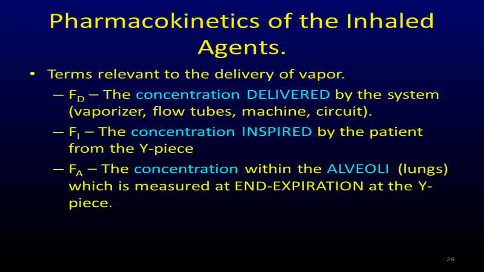But although it's very close to and at times will mimic the Y piece, there are things that could affect the circuit that don't necessarily give you an equal concentration being delivered at the Y piece. With that being said, usually the FD is equal to the FI. The FI is the inspired concentration that you are measuring at the Y piece. The patient is breathing into the lungs. And then the FA is what is measured, and what you're assuming is in the alveolus at the end of expiration.